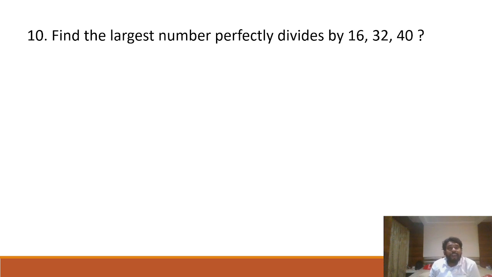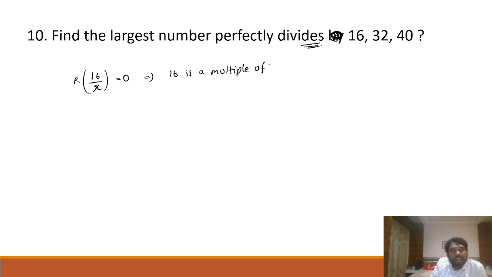Okay. Now find the largest number that perfectly divides 16, 32 and 40. So what he's telling is, perfectly divides. So you divide 16 by any number x and you are getting remainder 0. That means, can I say 16 is a multiple of x? And I can say that x is a factor of 16.